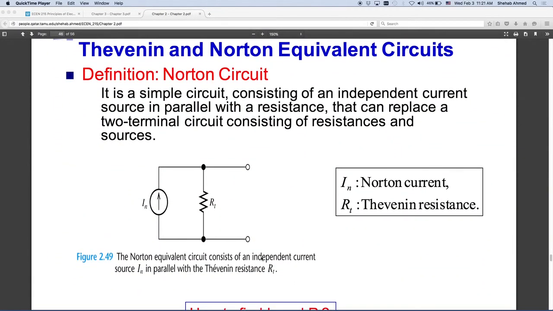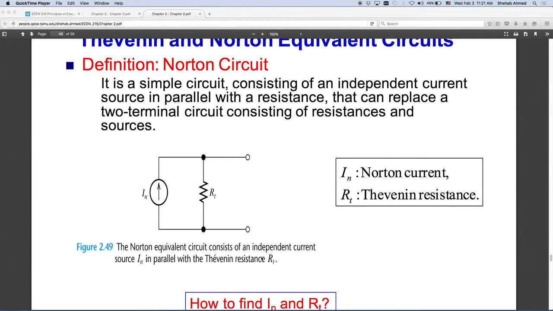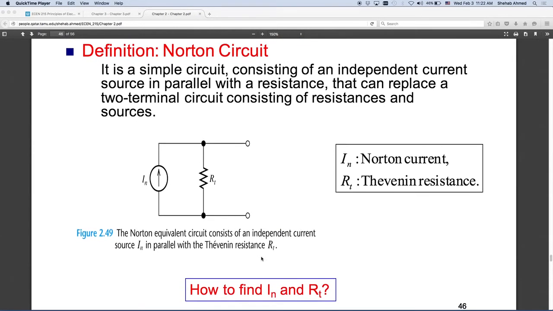The other equivalent circuit that we said we will introduce is called the Norton equivalent circuit. So this box that we have with two terminals outside, we were able to represent it with a voltage source and a resistor in series. The other way we can represent it is a current source with a resistor in parallel. That's the other representation of that box.